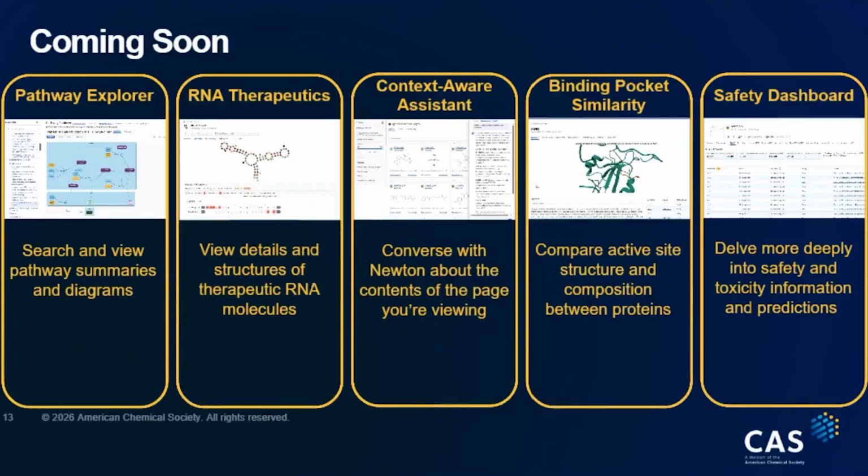So just as a teaser here, we think BioFinder, we've really worked on making it the best it can be, but we're always improving it. So I just wanted to share some things that are coming soon. So Pathway Explorer, I briefly showed some pathway information that's already in the platform, but we're working on really building this out, making it a lot more full-featured, allowing you to search and view pathway summaries, giving you the full diagrams of the pathways your protein of interest might be involved in.